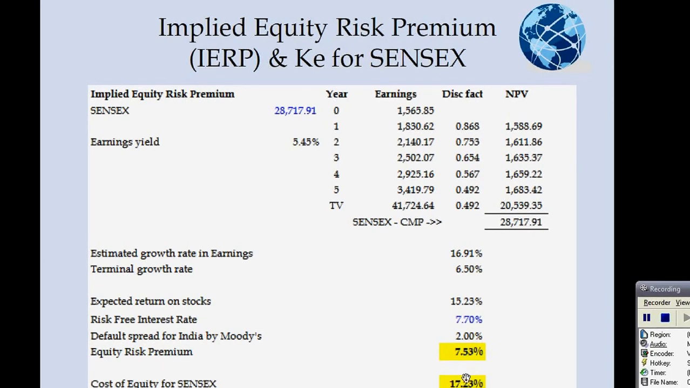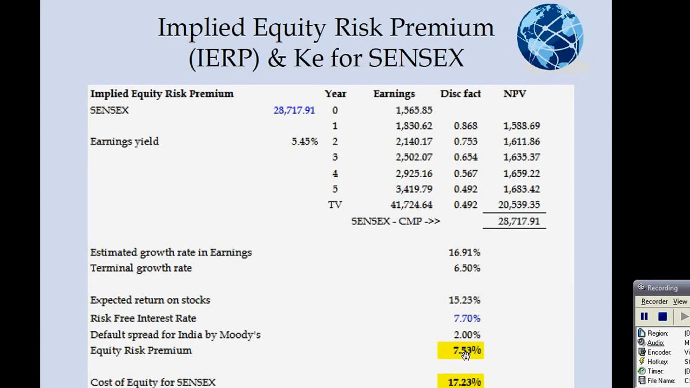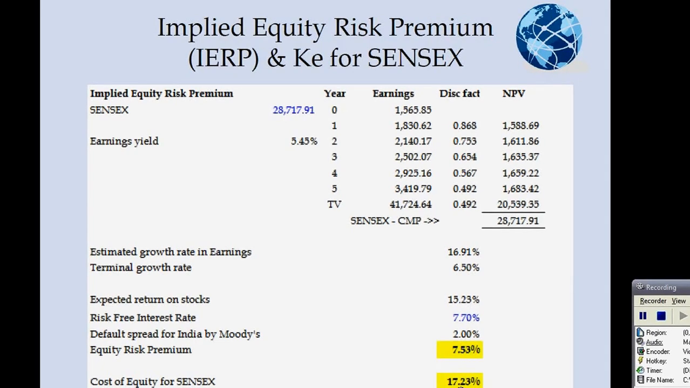With this, we conclude that the cost of equity for SENSEX is calculated as the risk-free rate of 7.7, plus beta into 7.53. Beta for SENSEX is 1 because market beta is always 1. So 1 into 7.53, plus the default spread for India given by Moody's of 2%. So 7.7 plus 7.53 plus 2 comes to somewhere around 17.23. This is the cost of equity for SENSEX.